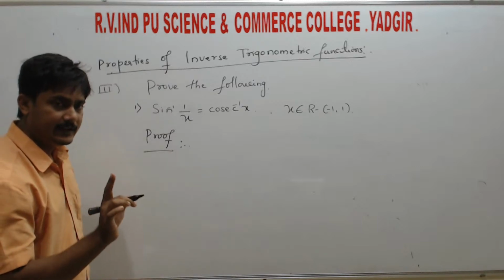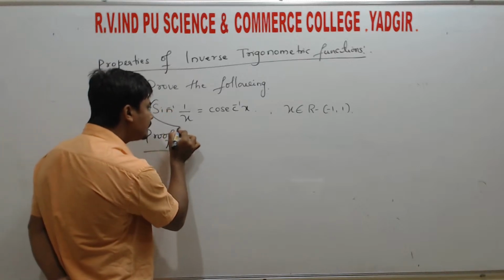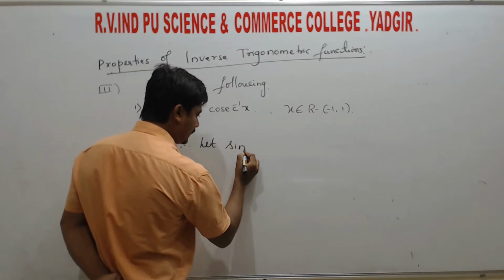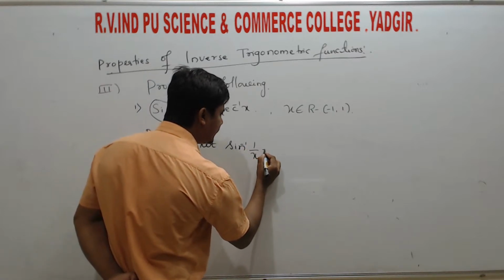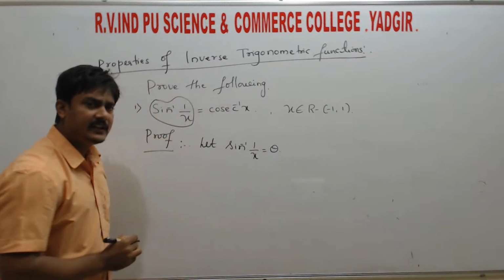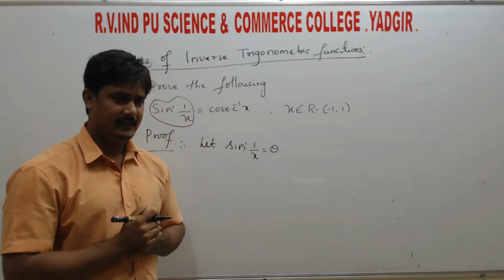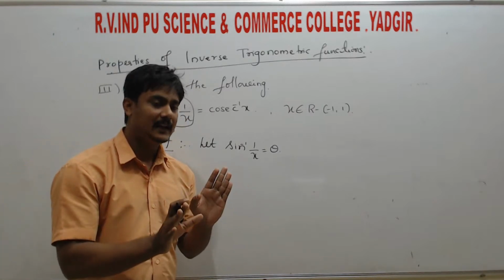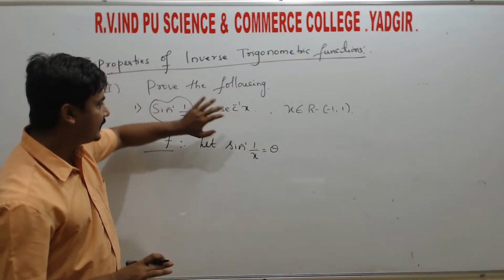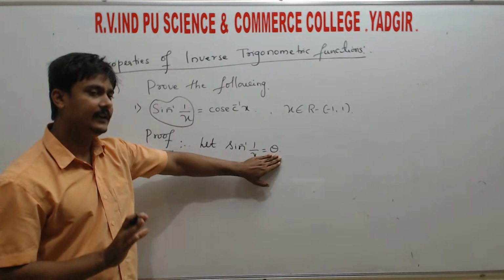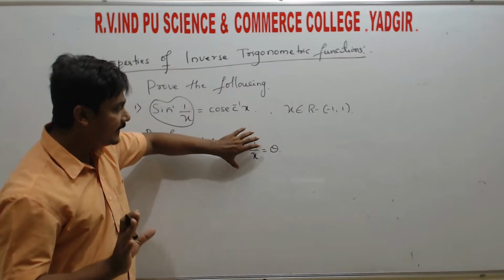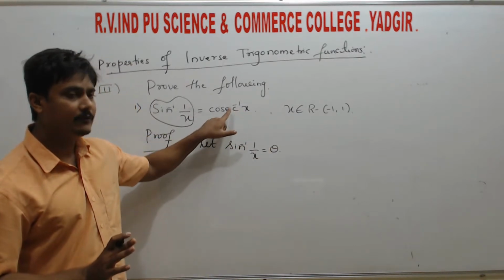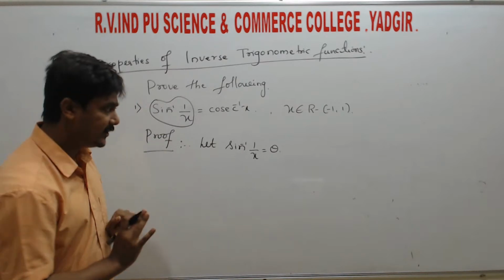What we will do here is take this sine inverse 1 by x as theta. So the left hand side we will take as theta. You may be thinking, sir, how can you take sine inverse 1 by x as theta? The image of any inverse trigonometric function, dear students, is always an angle. So I can assume that the left hand side, sine inverse of 1 by x, is equal to theta. By taking this, I will prove that sine inverse 1 by x is equal to cosecant inverse x. See how we do it now.